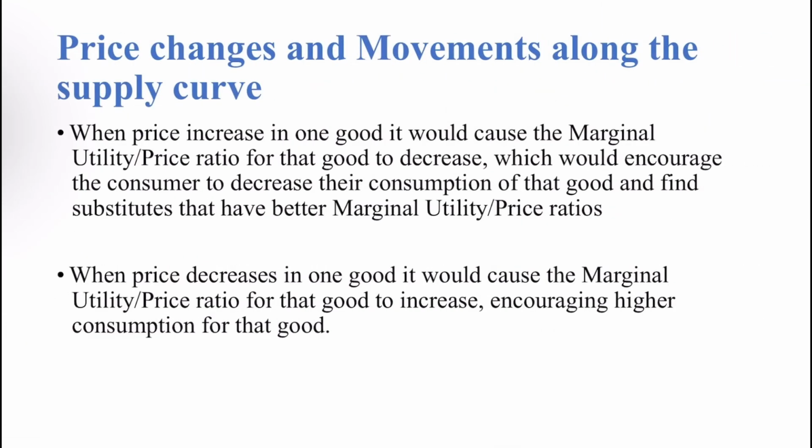Now, the price changes and movements along the demand curve. When price increases in one good, it would cause the marginal utility divided by price ratio for that good to decrease, which would encourage the consumer to decrease their consumption of that good and find substitutes that have a better marginal utility per price ratio. When price decreases in one good, it would cause the marginal utility divided by price ratio for that good to increase, encouraging higher consumption for that good.